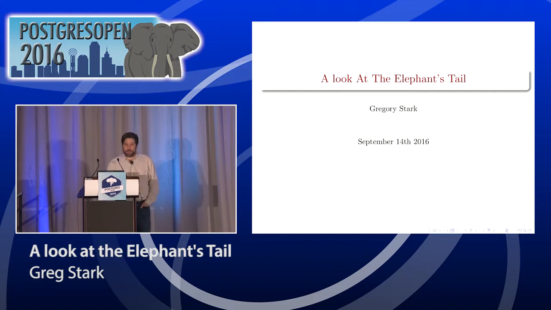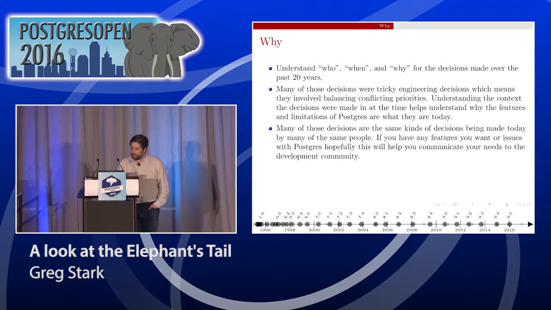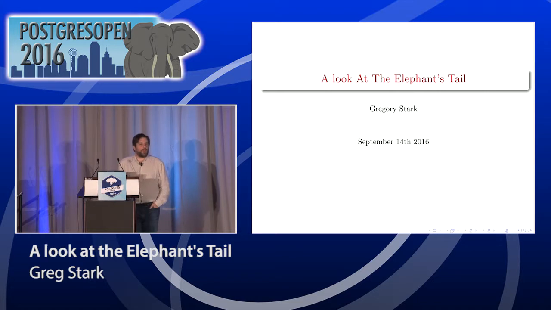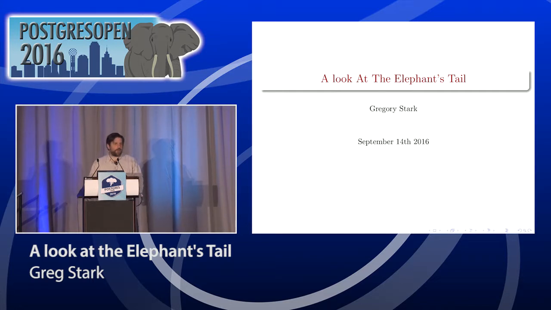So Postgres is 20 years old this year. It was originally released from Berkeley as open source in 1995. So I thought this would be a good year to look back and understand why Postgres is the way it is today by understanding why the features that the developers added over those years were chosen.